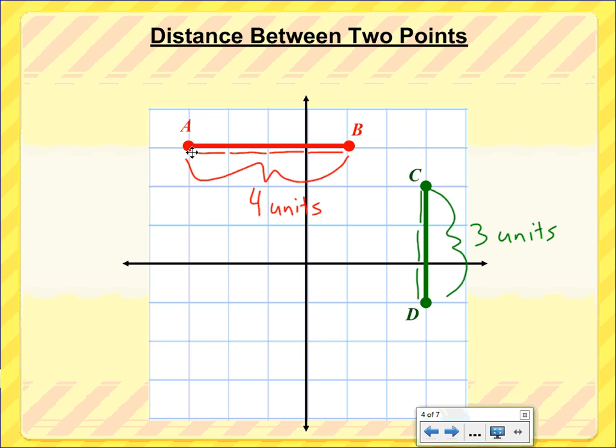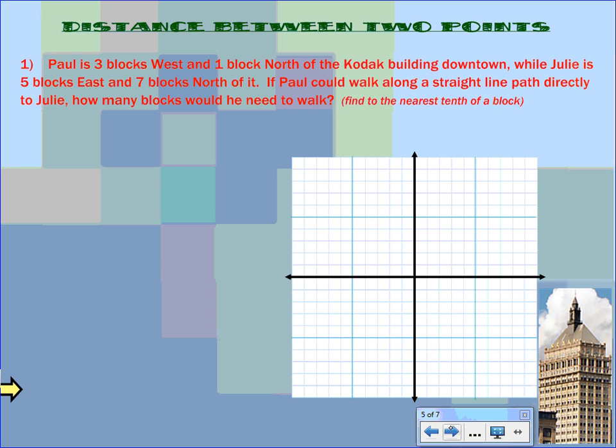Let's take a look at a little more complicated problem. This is still not too bad, but a little bit trickier. So we have some information. Paul is 3 blocks west and 1 block north of the Kodak building downtown, while Julie is 5 blocks east and 7 blocks north of it. And we want to know if Paul could walk along a straight line path directly to Julie, how many blocks would he need to walk? Find this to the nearest tenth of a block.